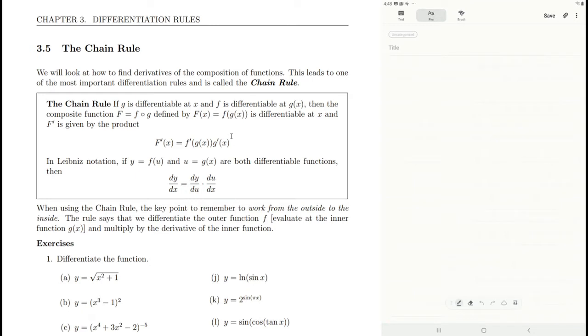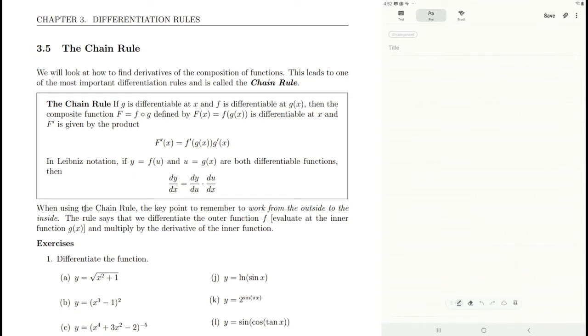So here we can also look at writing the chain rule using Leibniz notation. If y is equal to f of u, and u is equal to g of x, and they are both differentiable functions, then the derivative of y with respect to x will be given as the derivative of y with respect to u times the derivative of u with respect to x. The Leibniz notation for the chain rule will be useful for us later in the next topic. But for now, let's have a look at applying the chain rule when we're dealing with a composition of functions.